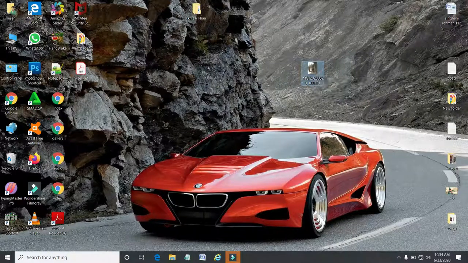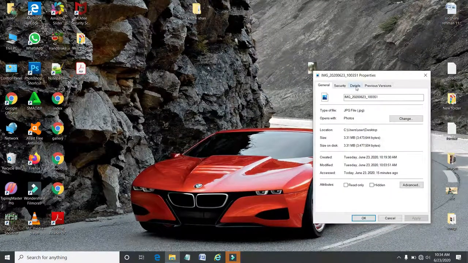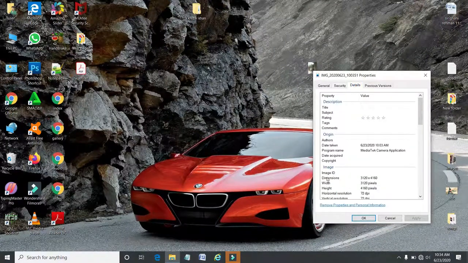This is a dimension, or you can check it by right-clicking, opening properties, and choosing the details option. Look at this, this is a dimension 3120 cross 4160. It means 3120 is the width and 4160 is the height. Friends, this is on a computer. You can check the dimension resolution on your mobile phones too. In some mobiles there is a details option, a resolution option, or a direct dimension option, so you can check it. So friends, look at this, the dimension is 3120 multiplied by 4160.